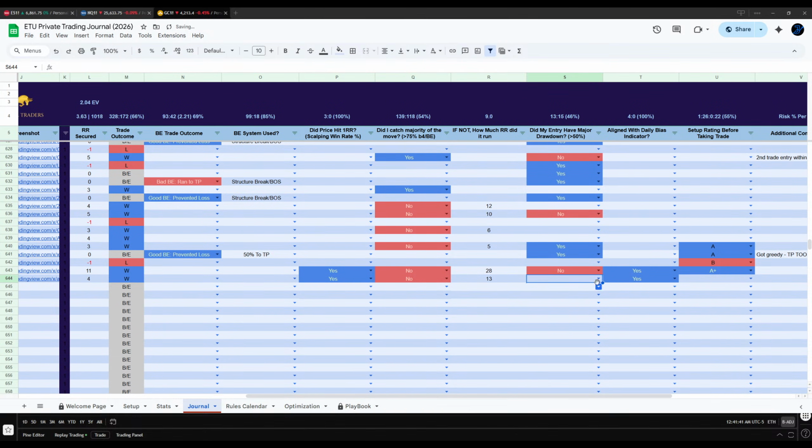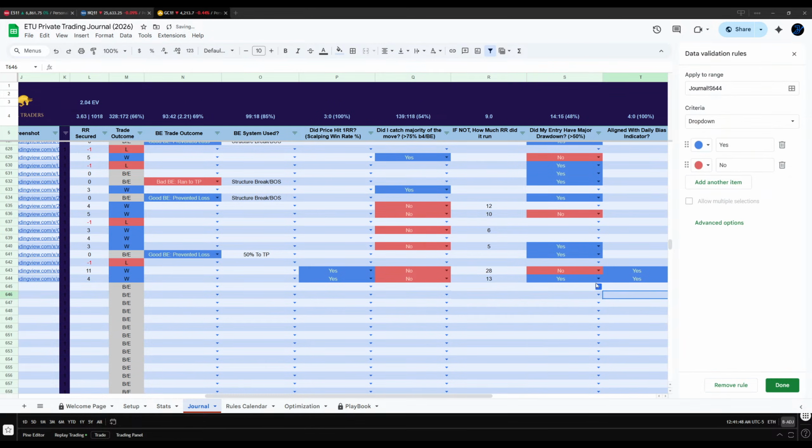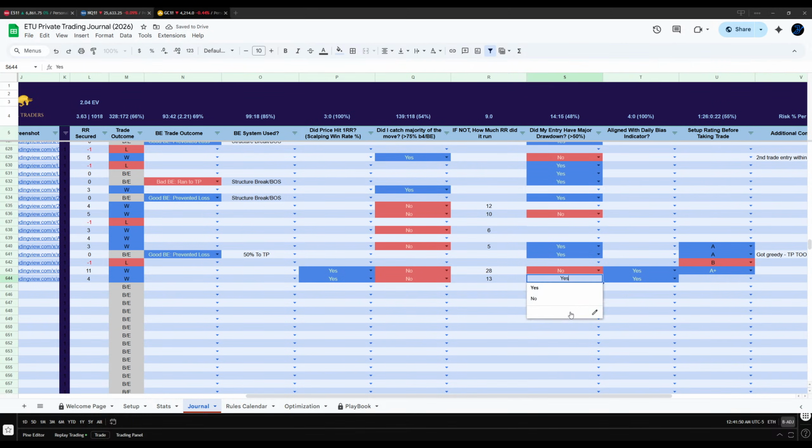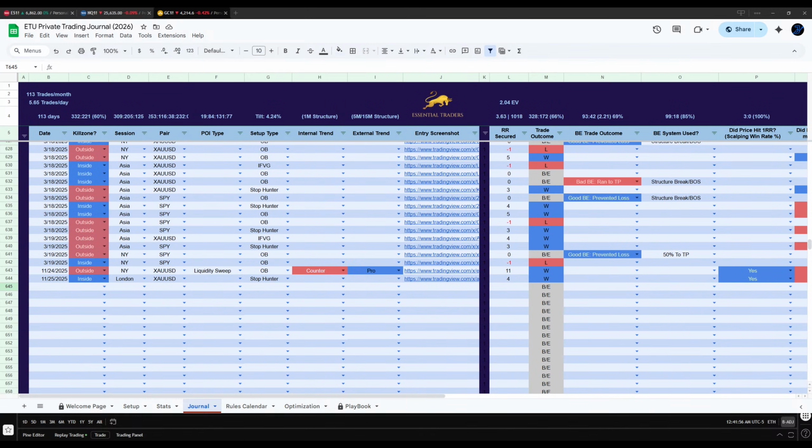Did my entry make a drawdown? No, it did not. Along with daily bias, yes. Set rating, no ratings for stop hunters personally. You can even have separate journals for different strategies and systems if you find that more helpful.